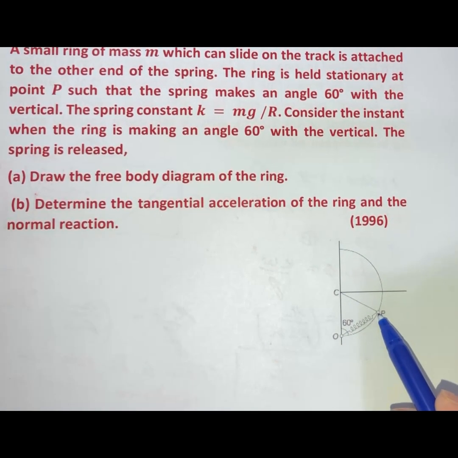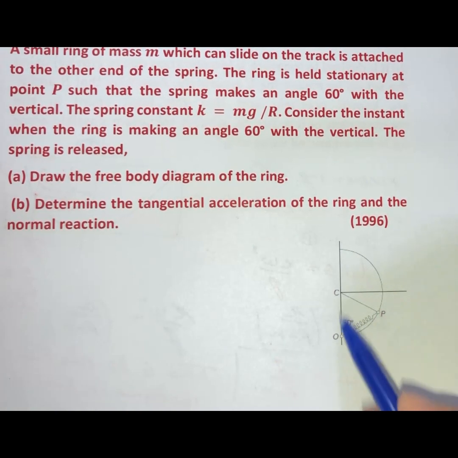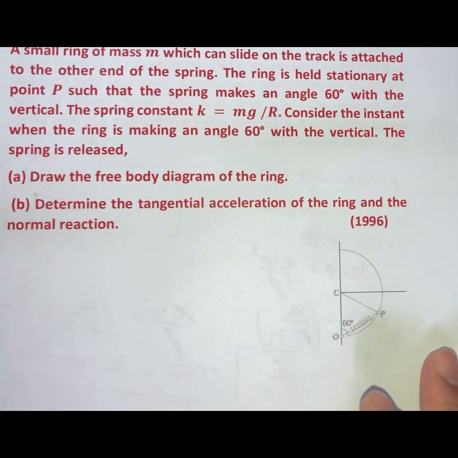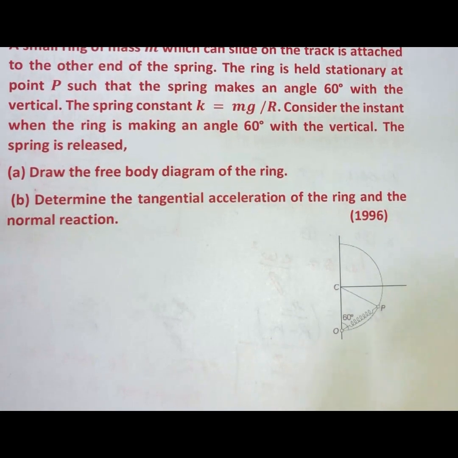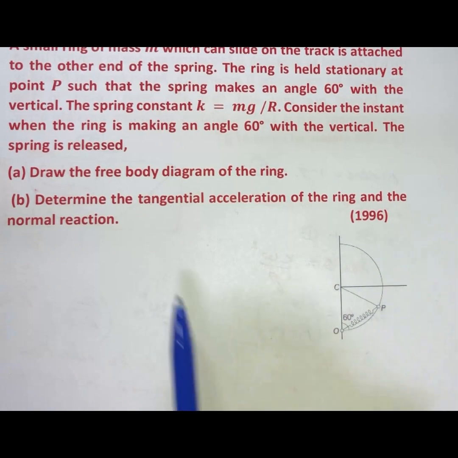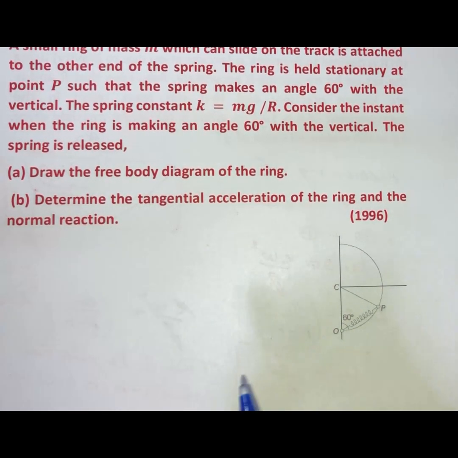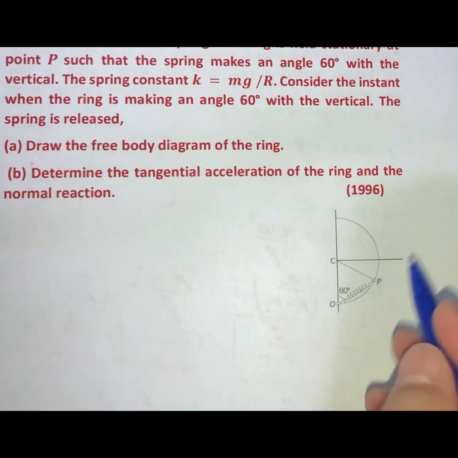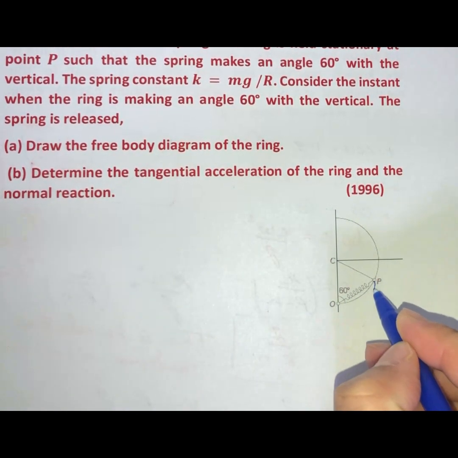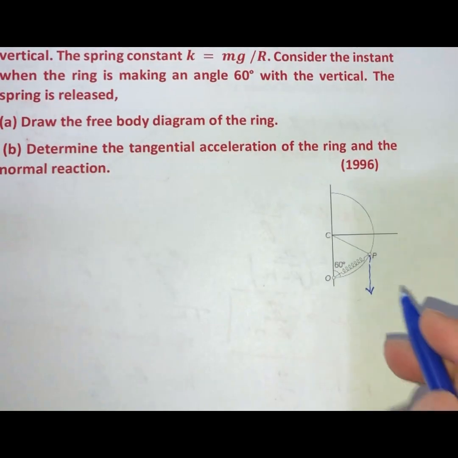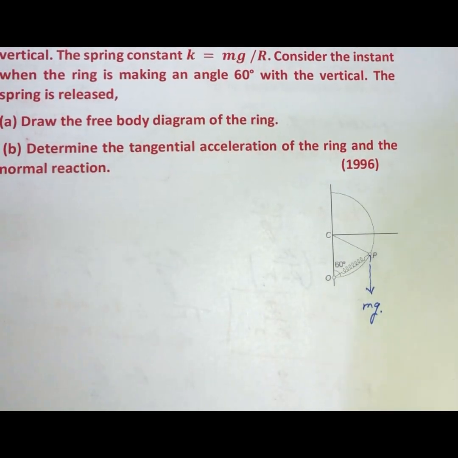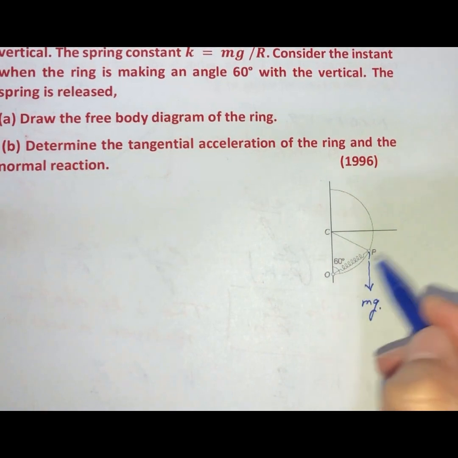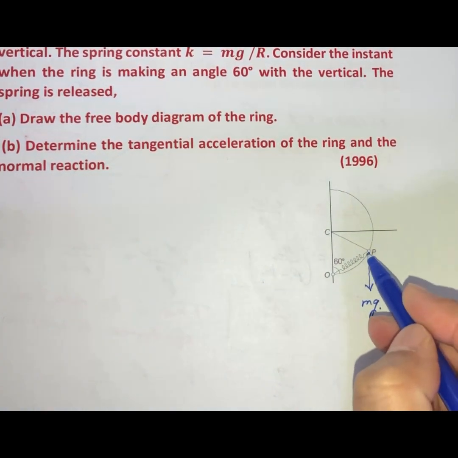This is mass m at point P, and it is making an angle of 60 degree with the vertical. So we are first of all drawing its free body diagram, and then we are going to find out its tangential acceleration as well as the normal reaction. So for the free body diagram, there will be mg in the downward direction, and this mg will be having two components.